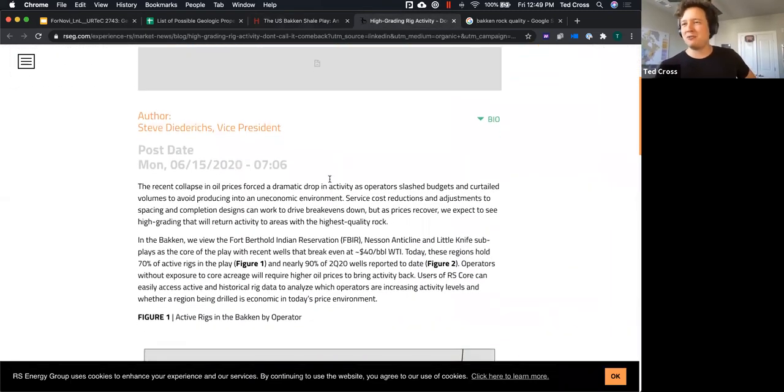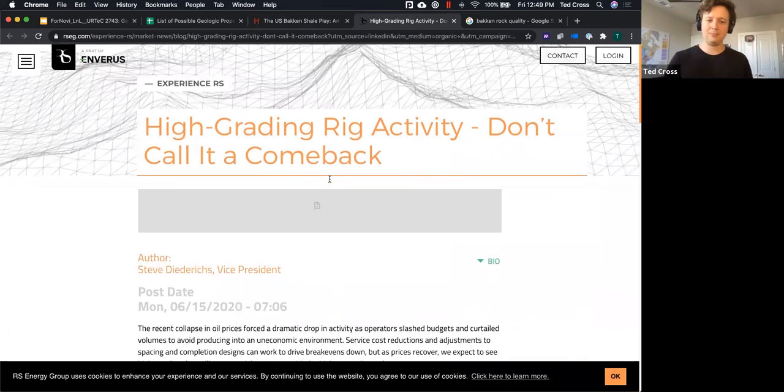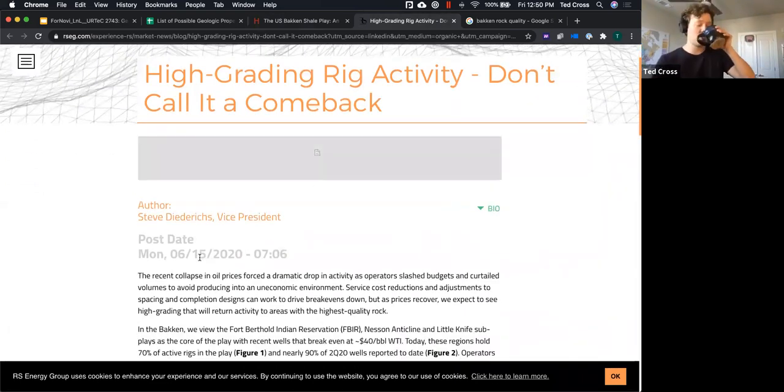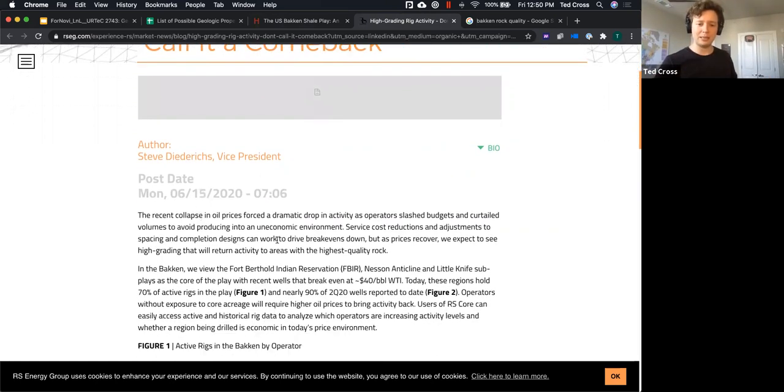This one was also fun. This was an RS Energy blog post that they posted in June, a couple months after ours, about the Bakken. In this they go, okay, the recent collapse in oil prices, dramatic drop in activity, et cetera, et cetera. As prices recover, we expect to see high grading will return to areas with the highest quality rock. Okay, on board. In the Bakken, we view the Fort Berthold Indian Reservation as an anticline, Little Knife, as the core of the play. Yep, we're all in agreement.